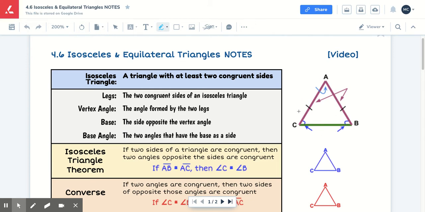So we do have a picture over here. And so let's put some words along with the picture here. So the two congruent sides are marked with one tick mark over here. So these would be the legs. The green side down here would be the base. So these two angles down here that have the base as a side would be our base angles. And this angle here at the top would be the vertex angle.